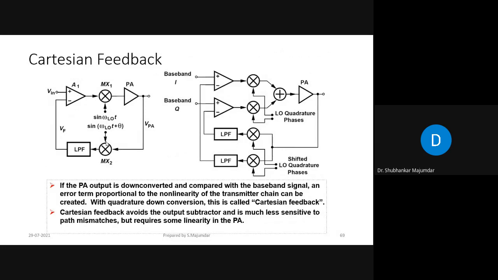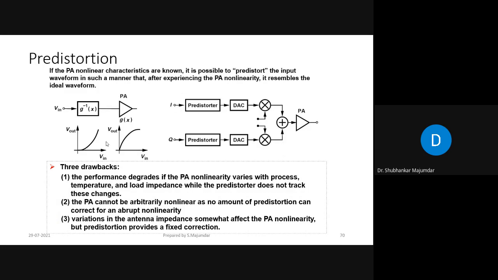Then comes the Cartesian feedback circuit. If the power amplifier output is down converted and compared with the baseband signal, an error term proportional to the non-linearity of the transmitter can be created, with quadrature down conversion. This is called Cartesian feedback. Cartesian feedback avoids the output subtractor and is much less sensitive to path mismatch, but requires some linearity in the power amplifier.